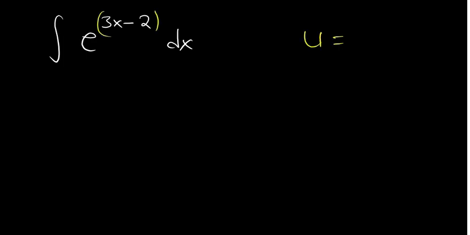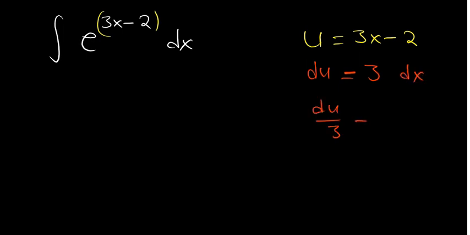Alright, good. So let's look at an exponential kind of a question. The integral of e to the power 3x minus 2 dx. As you might guess, u is going to be equal to that. So our u is equal to 3x minus 2, right? And then our du is going to be 3 dx. So our dx is going to be equal to this after dividing by 3.